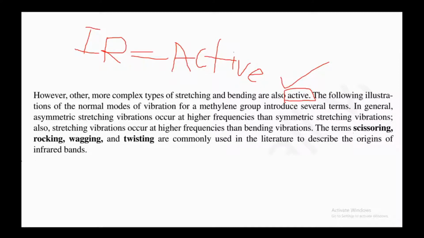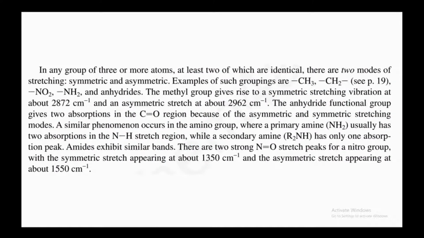The terms scissoring, rocking, wagging, and twisting, I explained to you just earlier. They are commonly used in literature to describe the origins of the infrared bands. In any group of 3 or more atoms, at least 2 of which are identical, there are 2 modes of stretching, symmetric and asymmetric. Examples of such groups are CH3, CH2, NO2, NH2, and anhydrides.